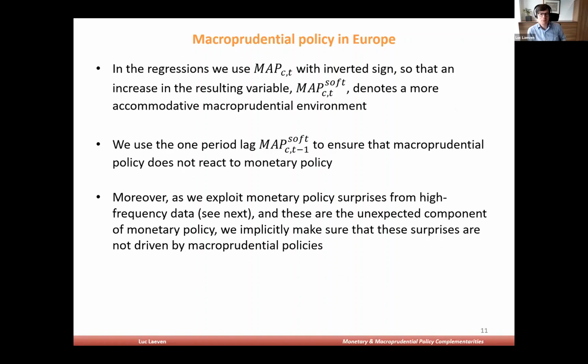We do that over the same period as for monetary policy, and then again, to ease interpretation, we invert the sign so that macroprudential policy index increases represent a softening of policy. Now, macroprudential policy measured this way suffers from endogeneity issues that are quite obvious. Macroprudential policy tends to react strongly to the economic and credit cycle. So we address this in several steps.